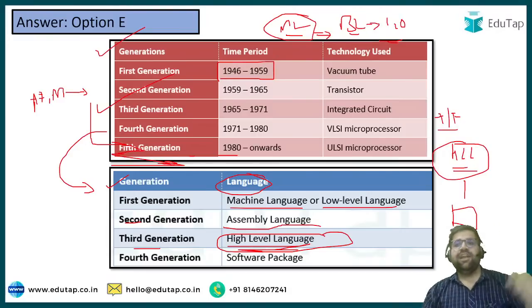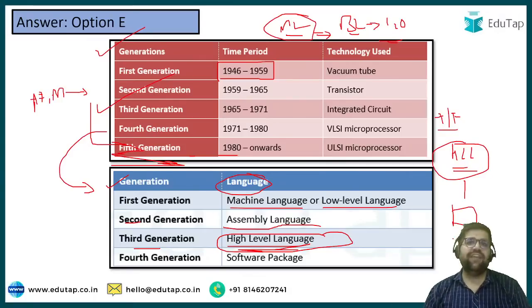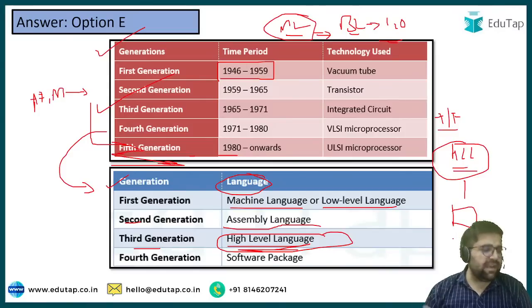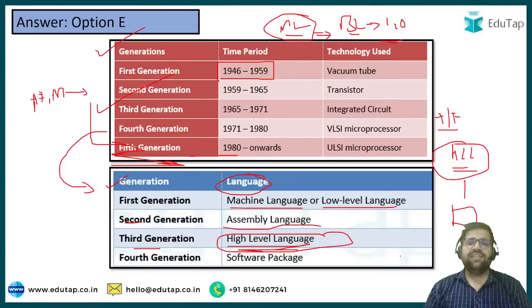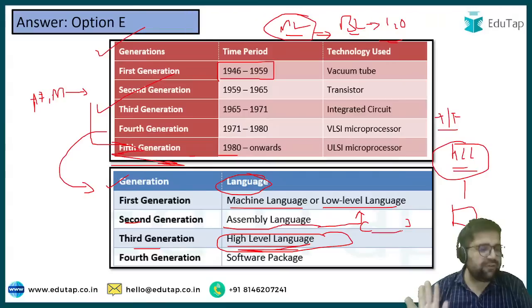If you are converting a high level language into a machine level language, then you need an interpreter or a compiler. But if you are converting assembly language to a low level language, then tell me what is the component which you will use for conversion. This is my last question, then I will move to the next question.